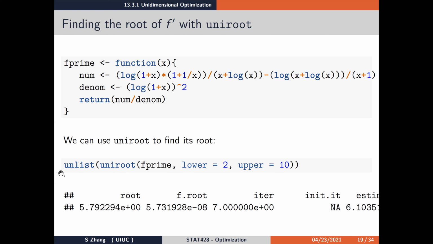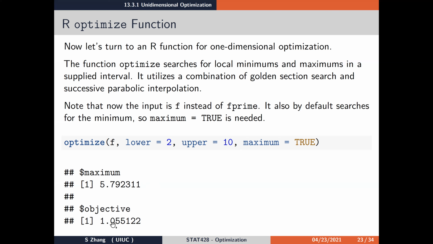So here's the code for calling the optimize function to find the optimum of the f function. We need to specify the function f, the lower and upper bounds of the interval where we want to look for the solution or the optimum, and we want to say maximum equals true. And we can see that the resulting maximum estimated here is also around 5.79. And when x is equal to 5.79, the objective function is maximized and the objective is around 1.055.